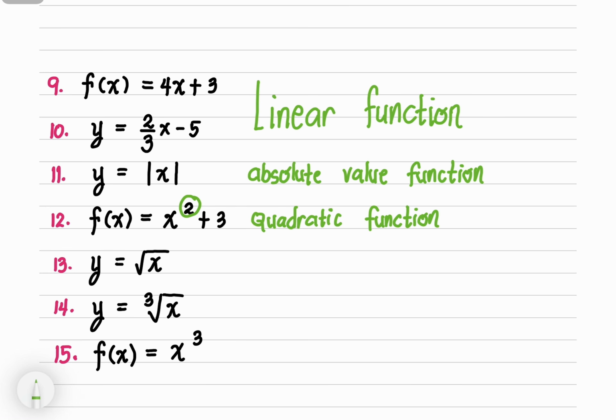And then, sa number 13, very good. So, meron tayong radical. This is square root function. Ayan. Square root function. How about number 14? Okay. We have 3 as our index, no? So, this is very good. Cube root function.